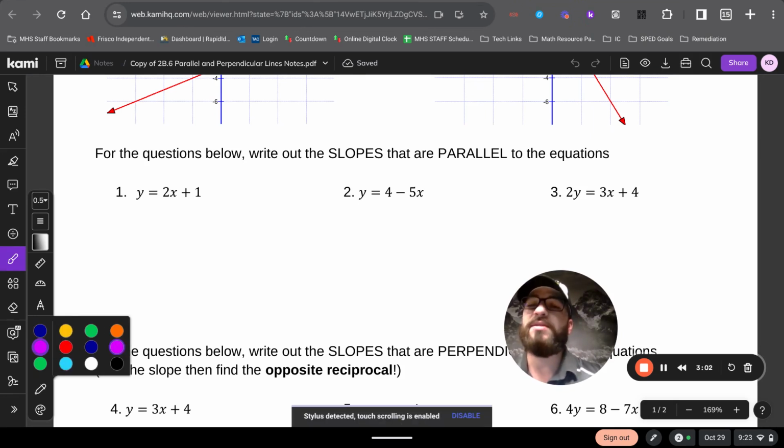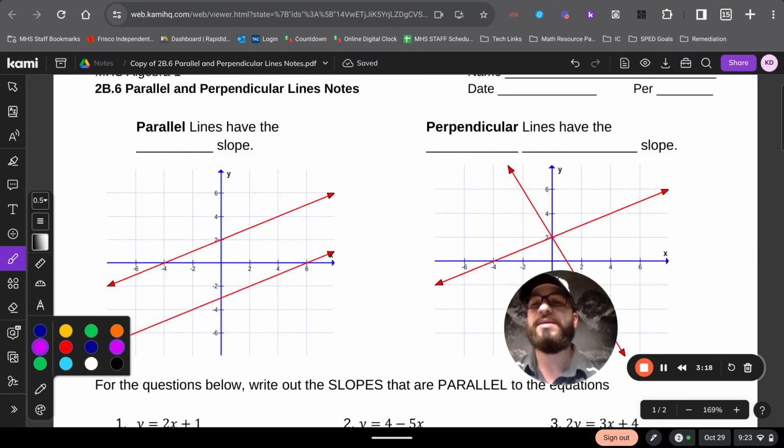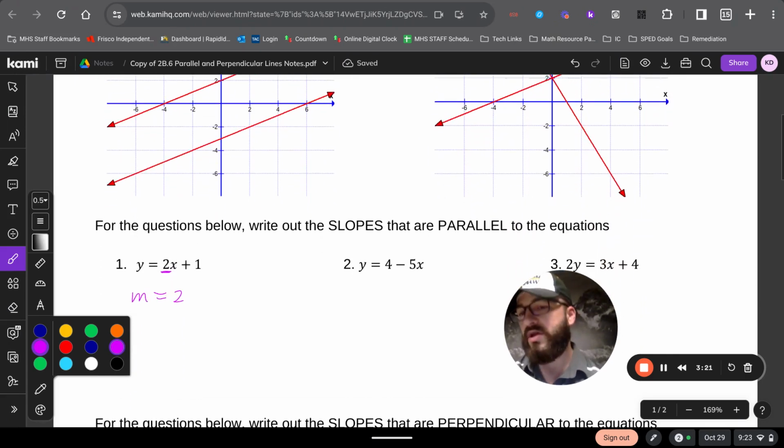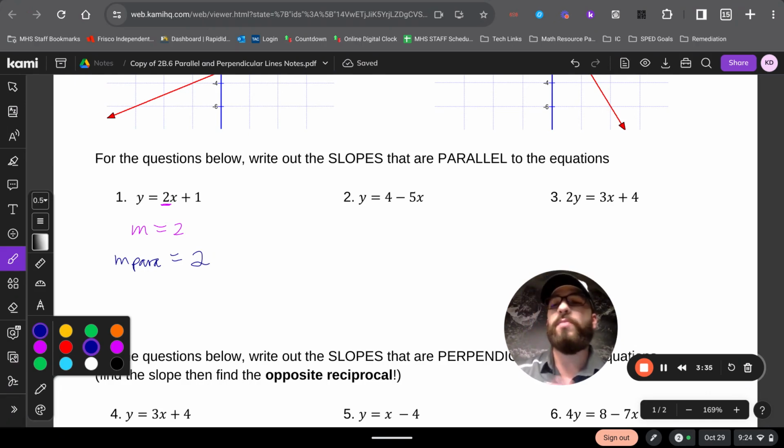So for question 1, this is in slope-intercept form. Since it's in slope-intercept form, it is y equals mx plus b. So that m, or that slope, is always the number that's in front of x. So my m is equal to 2. Now, if I want a parallel slope, parallel is the same slope. So our parallel lines have the exact same slope. So my slope for my parallel line would also be equal to 2. If my original slope was 2, my parallel slope is also 2.